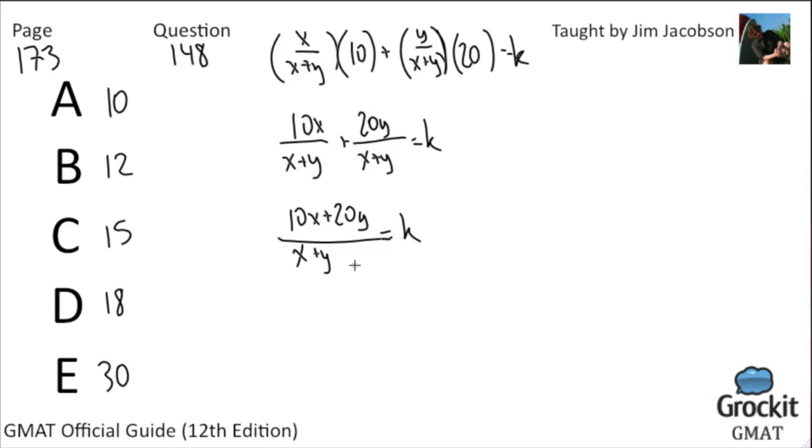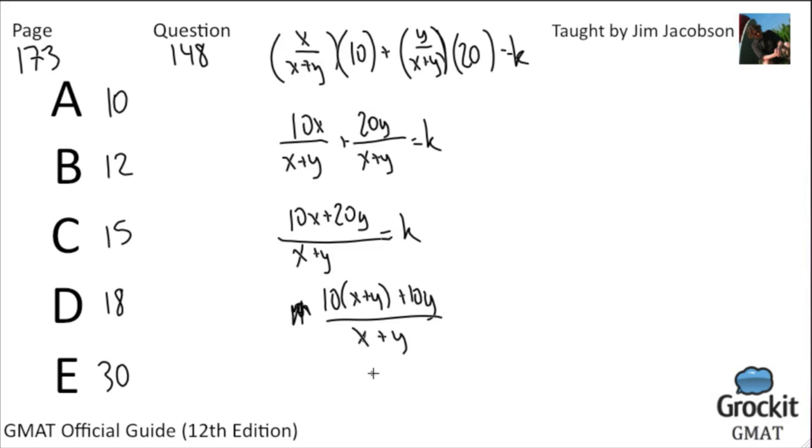So from there, we need to do a little unpacking of this. We can factor out the x plus y element. So this is the same thing as 10x plus 10y plus another 10y. The numerator has two 10y's and one 10x, so we can say this is 10 times x plus y plus 10y over x plus y.